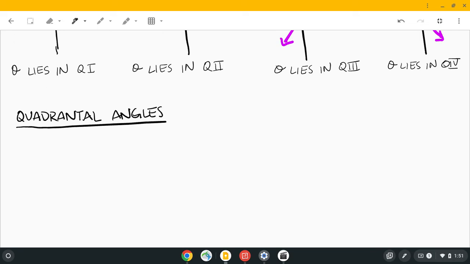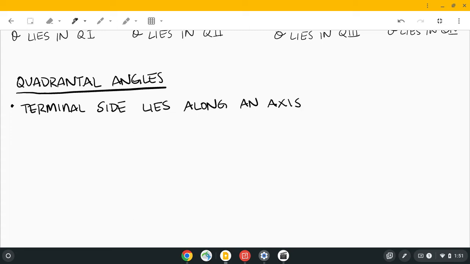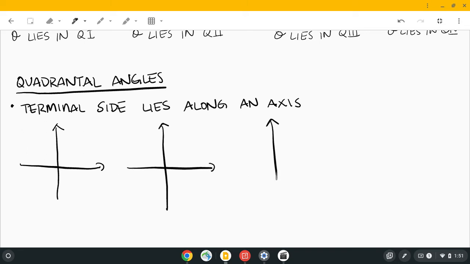All right, so quadrantal angles: the terminal side lies along an axis. Okay, so let's draw the four scenarios. There's 1, 2, 3, and 4.